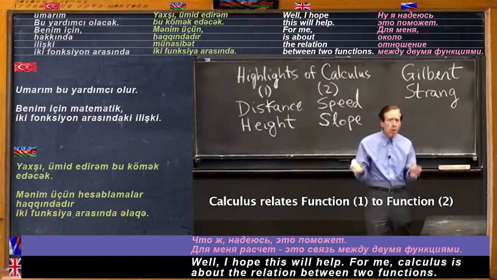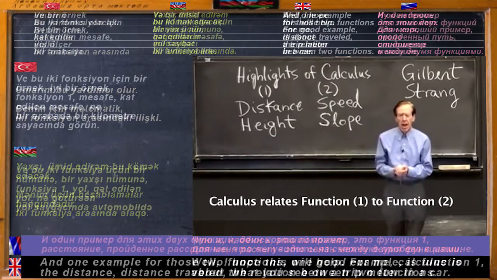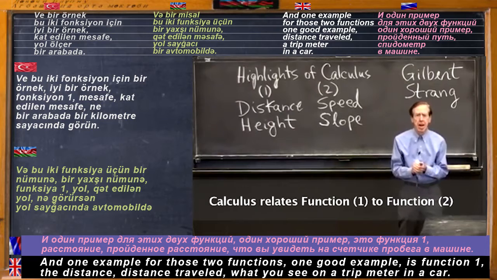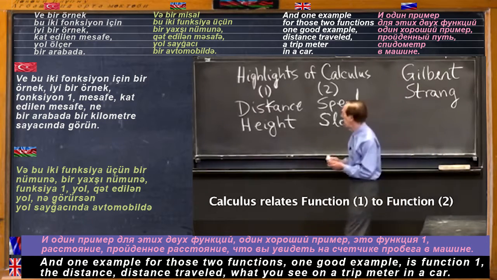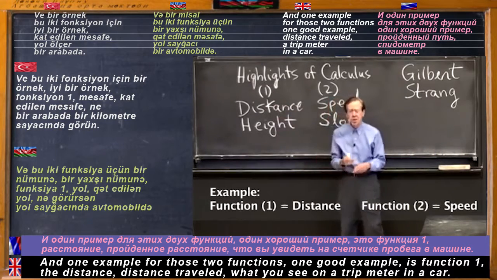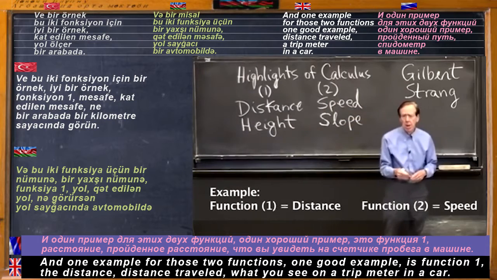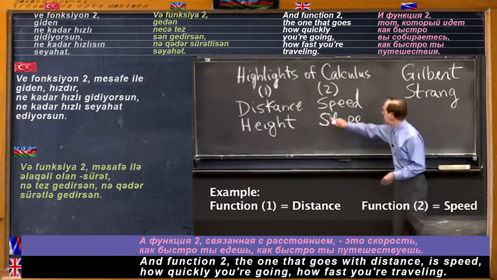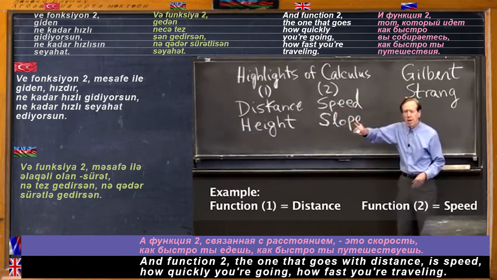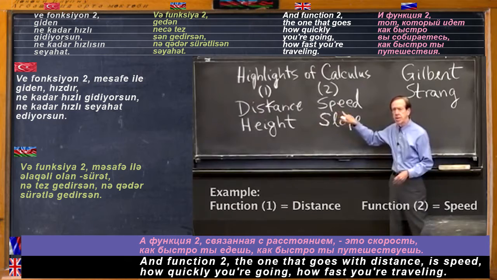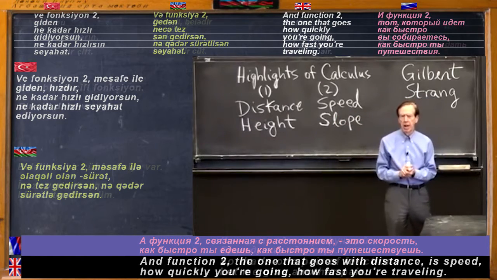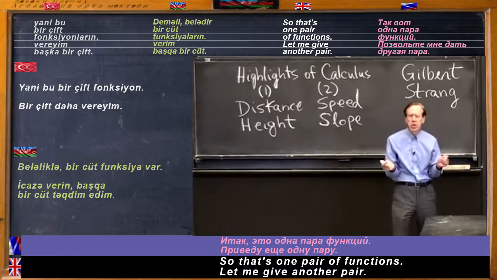calculus is about the relation between two functions. And one example for those two functions, one good example, is function 1, the distance traveled, what you see on a trip meter in a car. And function 2, the one that goes with distance, is speed, how quickly you're going, how fast you're traveling. So that's one pair of functions.